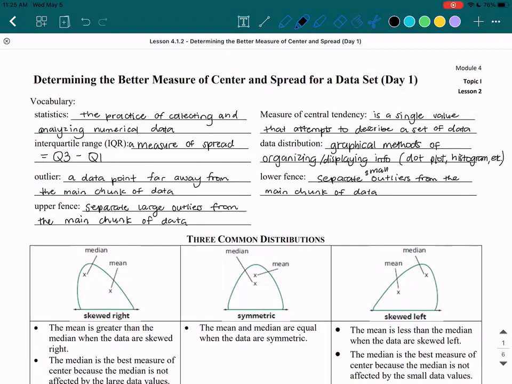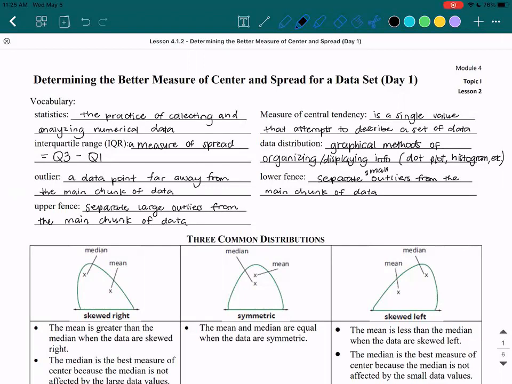Next vocabulary word is outlier. An outlier is a data point far away from the main chunk of data. So if your data is like 10, 10, 10, 10, 9, 8, 7, 10, 10, 8, and then you have 300 as part of your data, 300 is an outlier because it's far away from most of your data points. Most of your data is around 10 and 9 and 8 and 7. And then you suddenly have a 300, that 300 is an outlier.